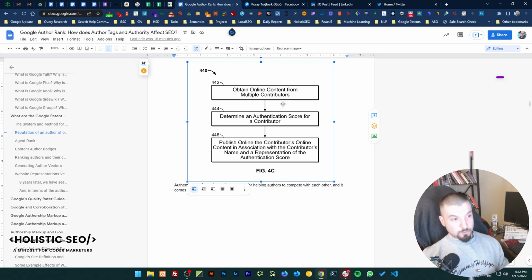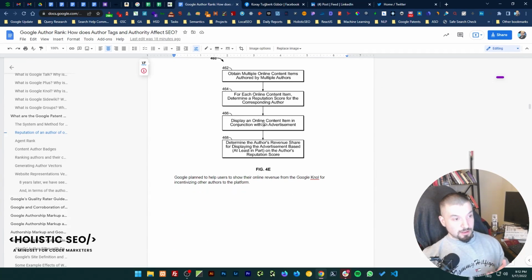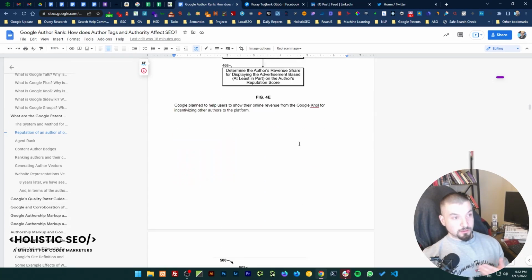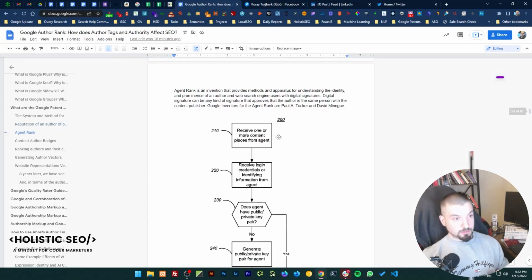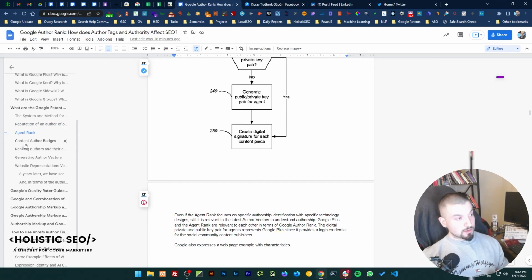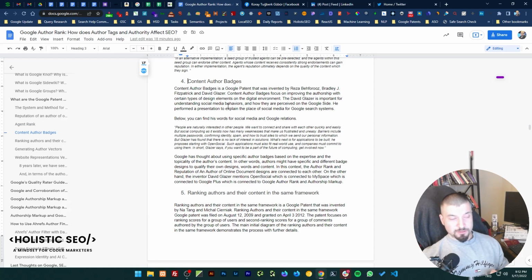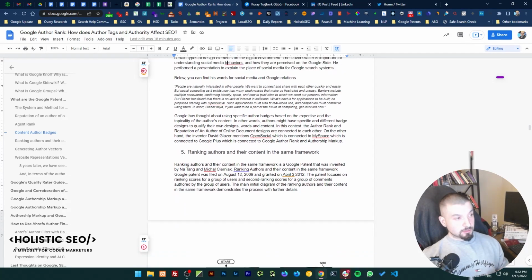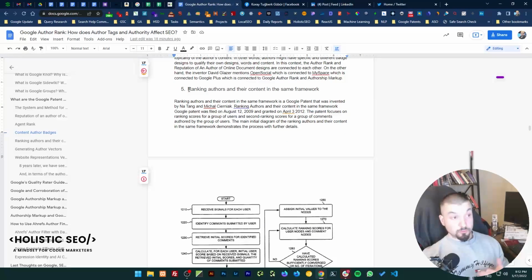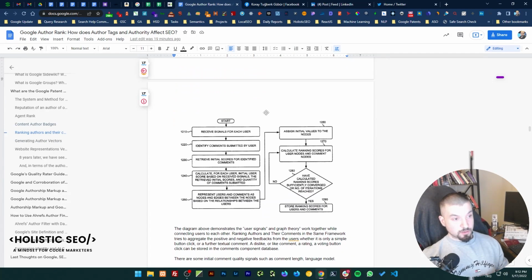And again, multiple contributions from an author determine an author authentication score for a contributor, and so on. They determine the author's revenue share, and the revenue share will come from your authority and quality at the same time. And if you go to the other ones, like author badges, they can again do this. For news publishers they use it in terms of other things, but here we have some other projects like Open Social, for example, and I explain what the content author badges are. It is also a research paper and a kind of implementation, ranking authors and their content in the same framework, which is again one of the important inventions by Google.